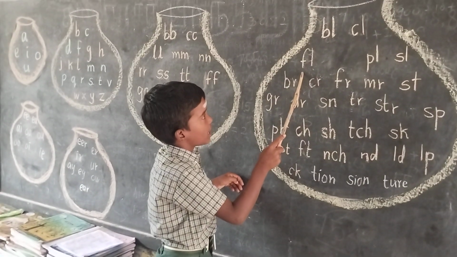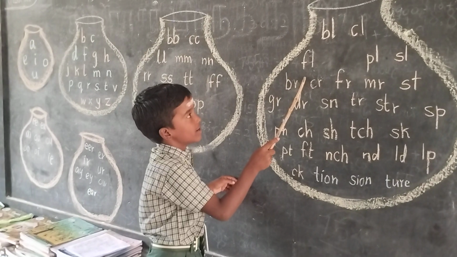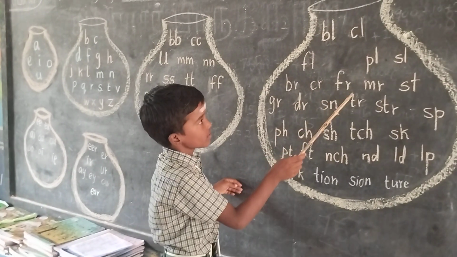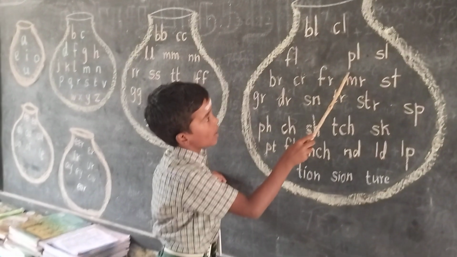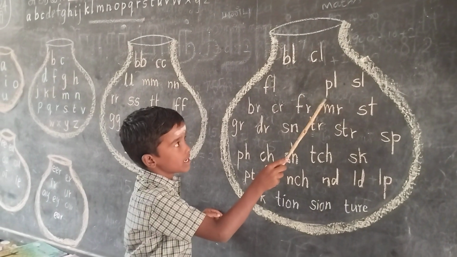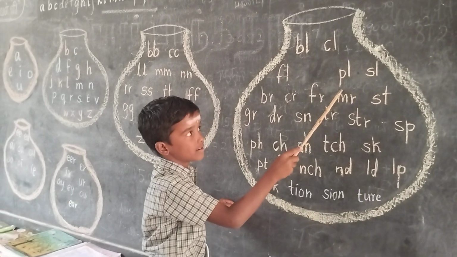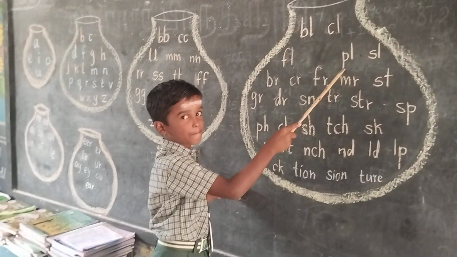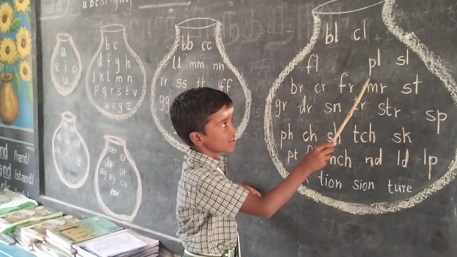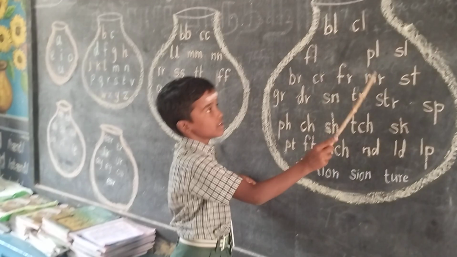The combination of letters FL as the sound "fl": flower, flag. Good. The combination of letters PL as a sound "pl": pull. Give an example. For example, this place. Good.